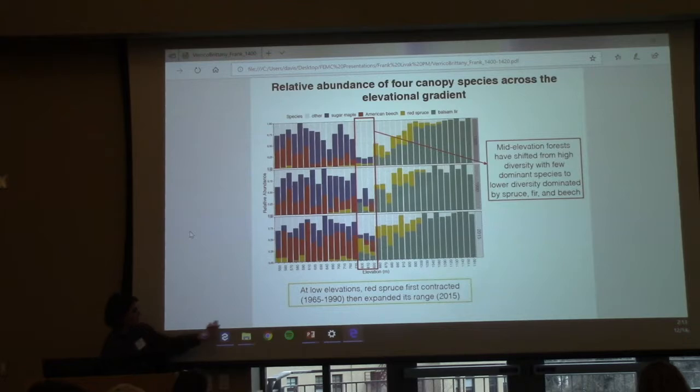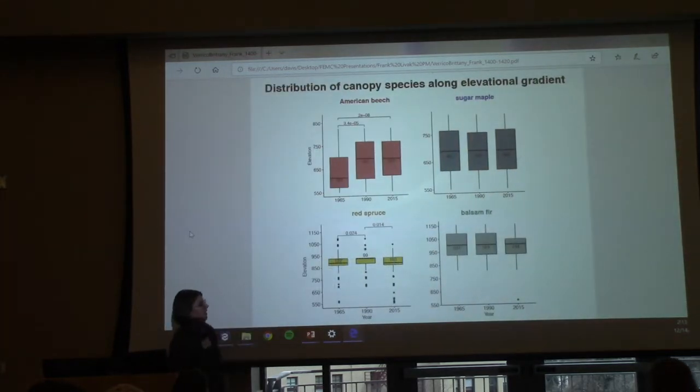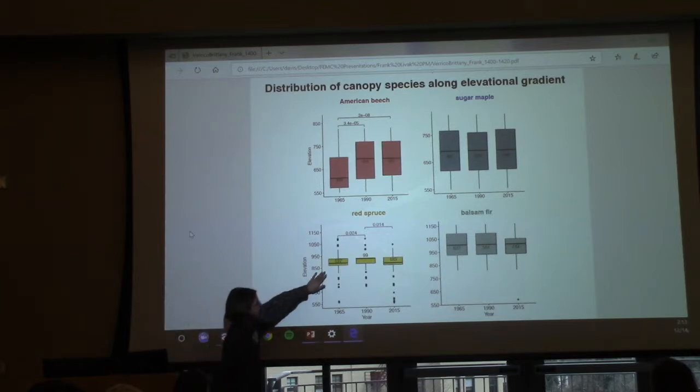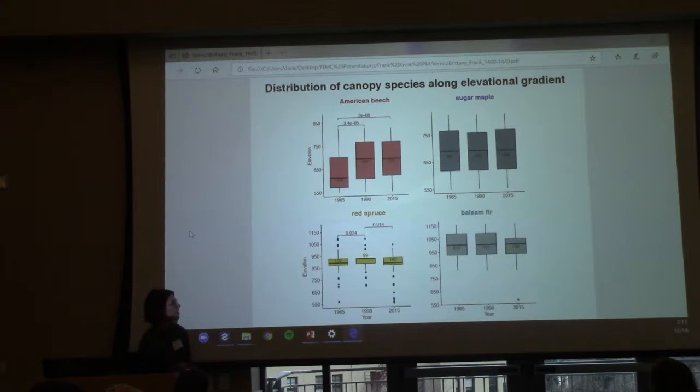For the sake of time, I'm going to skip this and jump to this slide, looking at the distribution of these four canopy species along the elevational gradient, just to see if the median range has shifted significantly upslope or downslope over time. It's hard to see, but the numbers in the box plots correspond to the total number of observations going into making these box plots. Sugar maple has been in continuous decline, as we can see in the top right panel, but has not really shifted its median range upslope or downslope on Camel's Hump.